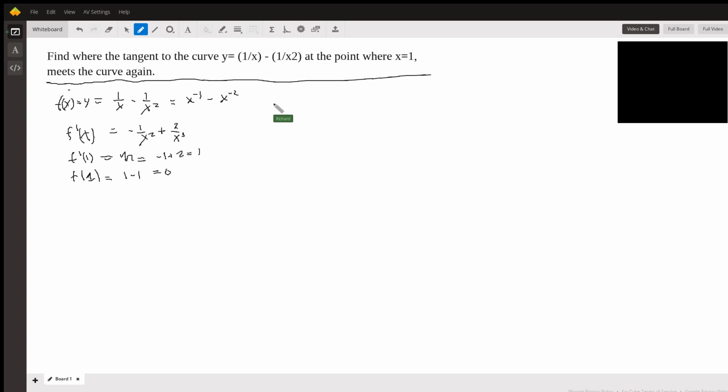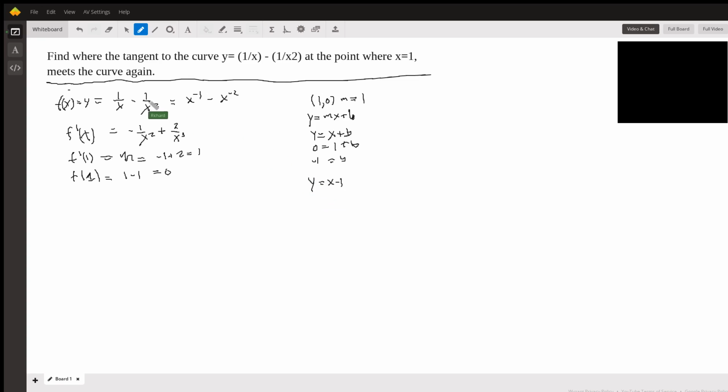So we know it's going to go through the point (1, 0), and it has to have a slope of 1. So y equals mx plus b. The slope is 1, y equals x plus b. And you plug in (1, 0), so 0 equals 1 plus b. b is equal to negative 1. So the equation of the tangent line is y equals x minus 1.